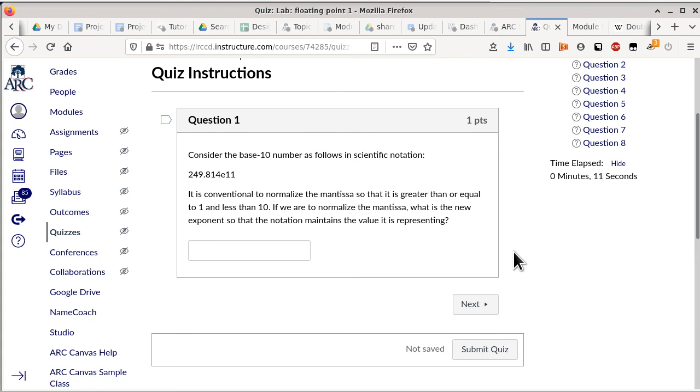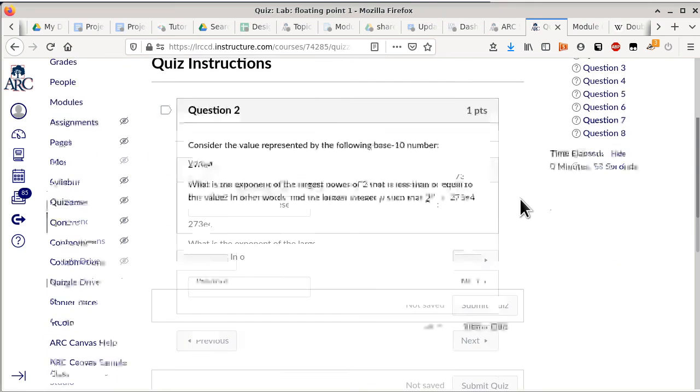Okay, so consider the following base 10 number that is in scientific notation. So this is all in base 10: 249.814E11. It is conventional to normalize the mantissa, so it's greater than or equal to 1, but less than 10. We talked about normalization a little bit earlier. If we are to normalize the mantissa, what is the new exponent so the notation would maintain the same value that it is currently representing? So it's asking what would be the new portion here so that it would still be representing the same thing. Don't give me the answer. I'm just going over the nature of the question.